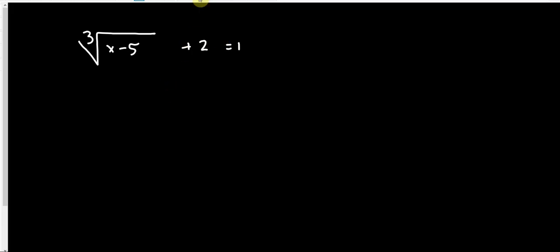Okay, well, you know that I'm not ready to get rid of this cube root because I have an operation outside of the radical on this side. But that's okay. How do I get rid of a plus 2? I subtract 2 from both sides. Ooh, this is interesting. And so what I'm going to get is a cube root of x minus 5 equals a negative 1.